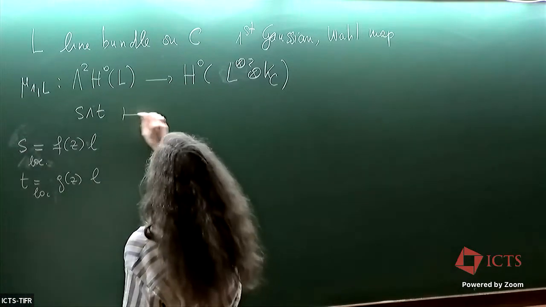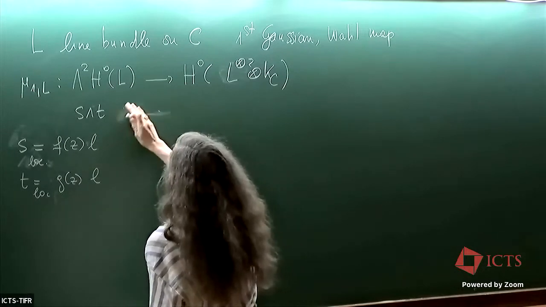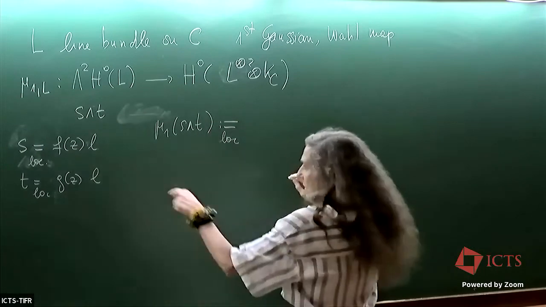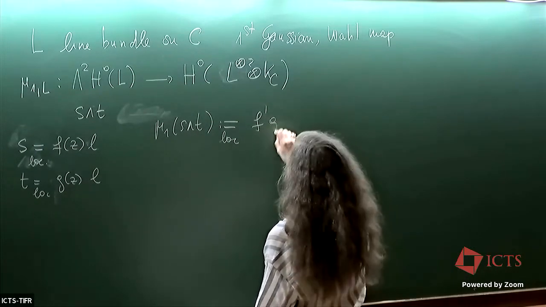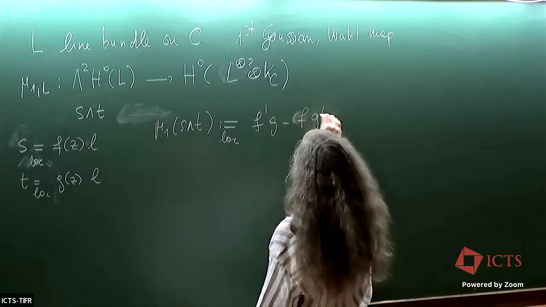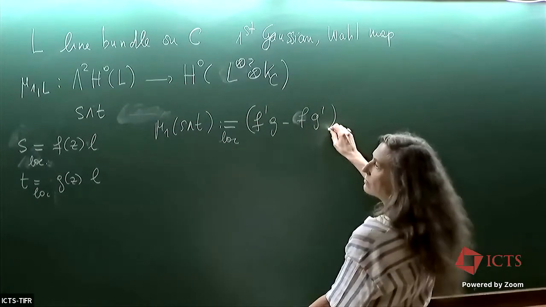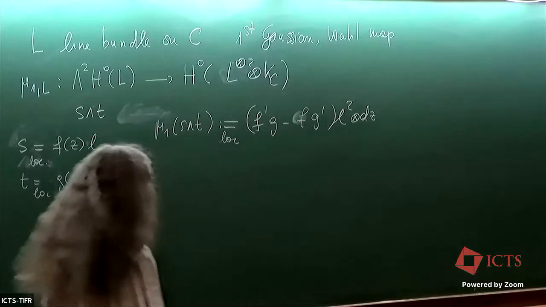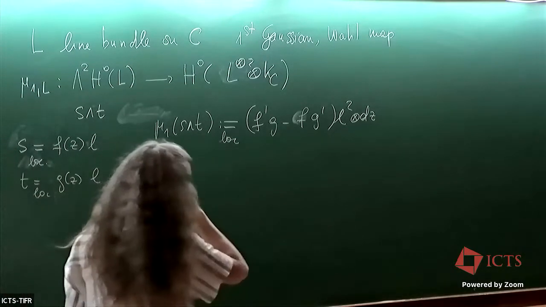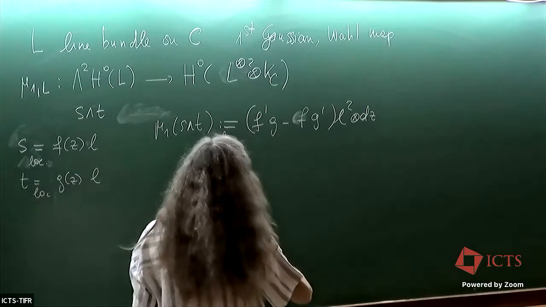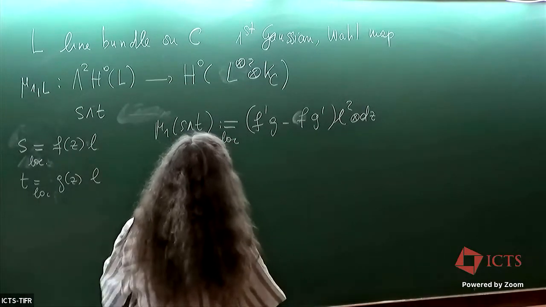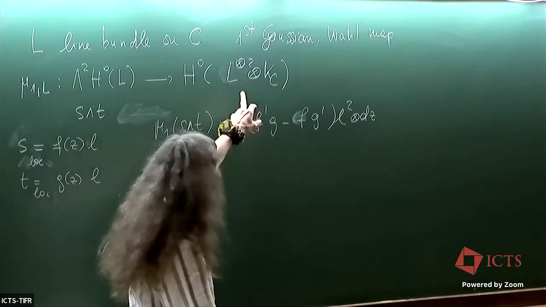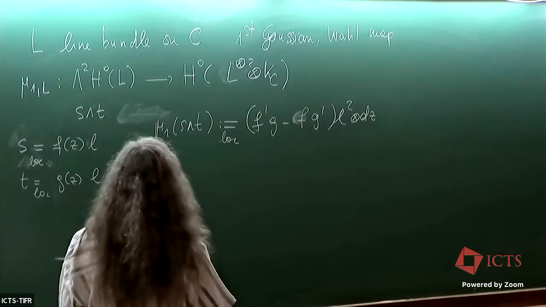Then the map is (f'g minus fg') l^2 dz. Okay, so one can easily check that this is a section of this line bundle. Maybe I can do it for this one and not for the second one.